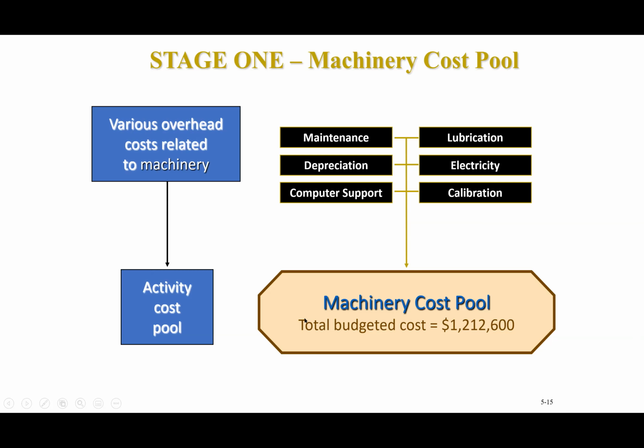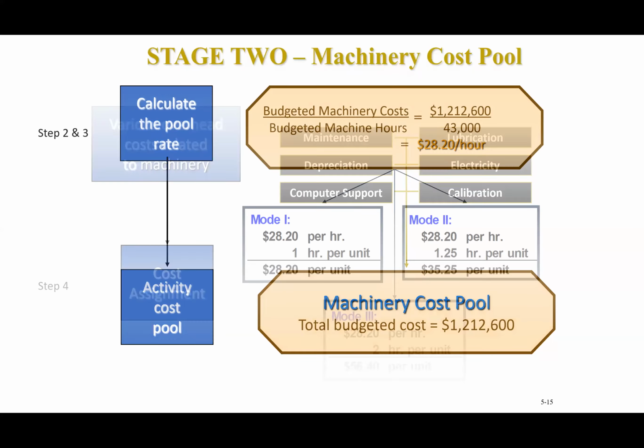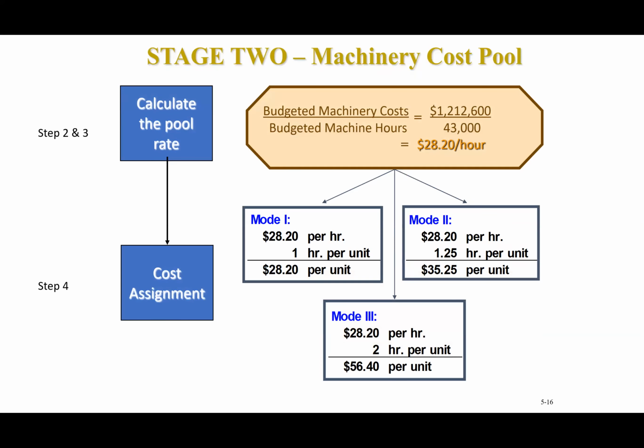Normally in a problem, or in an exam or homework, this allocation is given to you. So you were told how much cost belongs to the machinery pool. Sometimes it's not, but most of the time it is. When it is not, then you need to calculate. There should be a way to figure out how much cost goes into each type of cost pool. But right now you're given it. So the cost pool for machinery is $1,212,600, and the driver is machine hour.